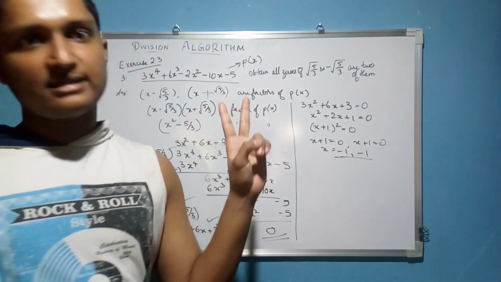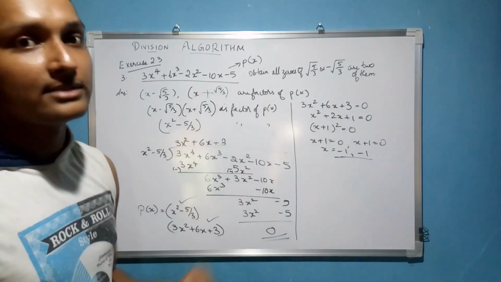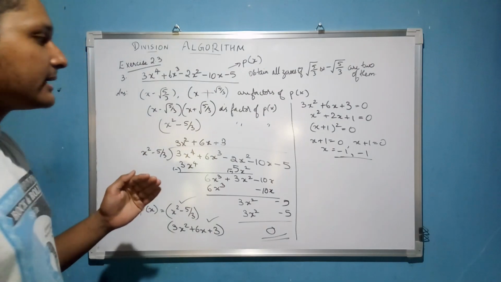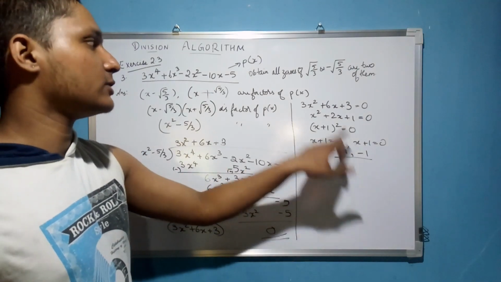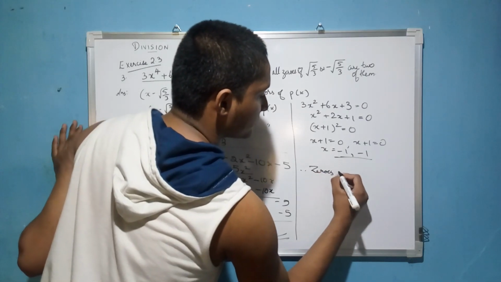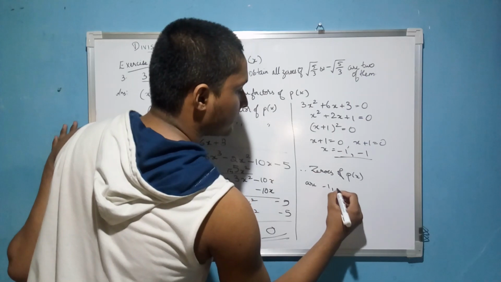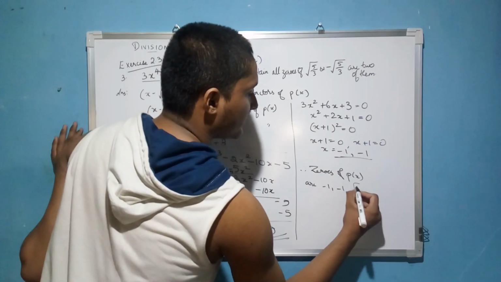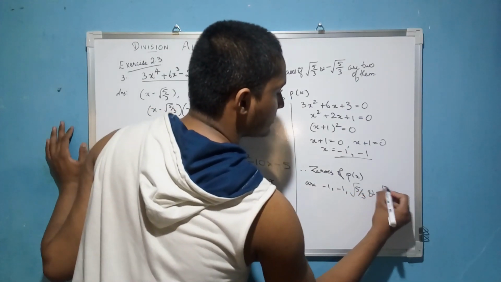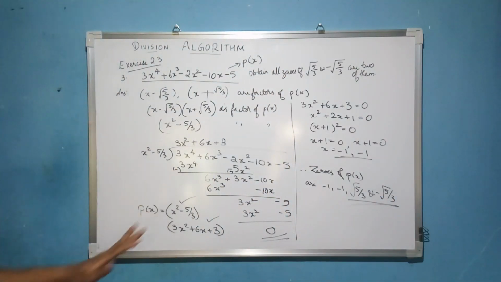So there are two similar zeros for this quadratic polynomial. Or I can tell that along with these two zeros, you have two more zeros. Therefore, zeros of p of x are minus 1, root of 5 by 3, and minus root of 5 by 3. This is the conclusion after getting all these things.